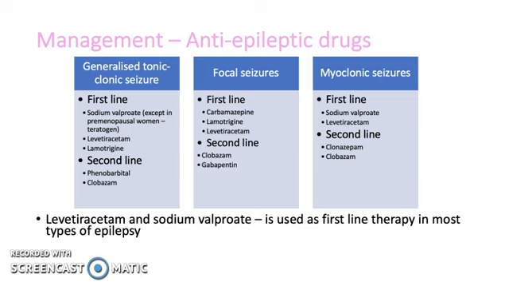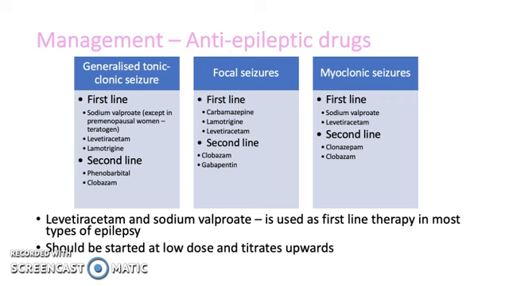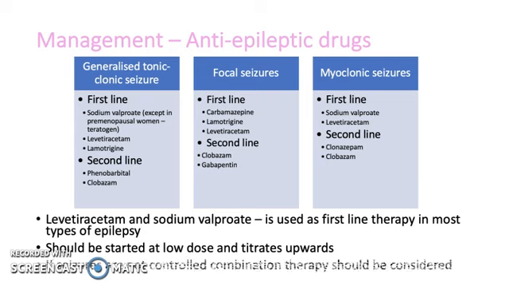For example, sodium valproate should not be given to premenopausal women due to teratogenic effects. Drugs should be started at low doses and titrated upwards. If seizures cannot be controlled with one anti-epileptic drug, then combination therapy with 2 or more drugs should be considered.